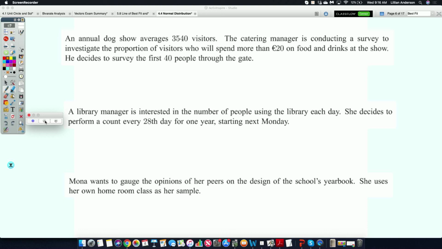Random. Why do you say convenience, for those who say convenience? They're all grouped right there at the gate. They're the first ones to come, so it's not like in intervals. It's true, it's not in intervals. It's literally like he's like, okay, the doors are about to open, let me stand right here and just get the first 40 people. You guys are right. It is convenience. Very good.